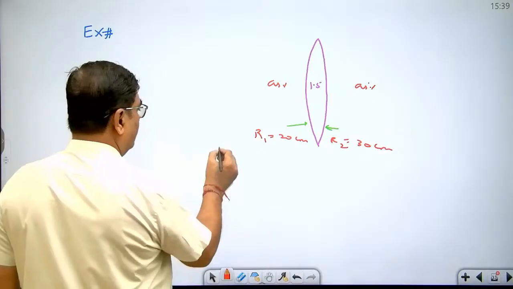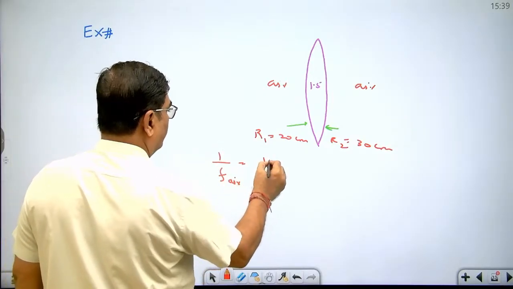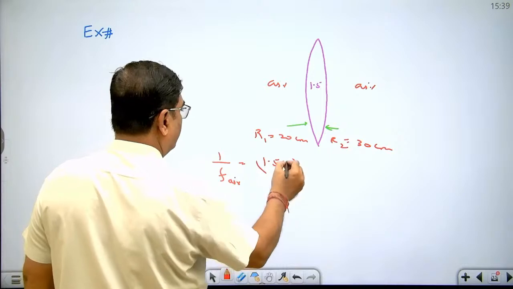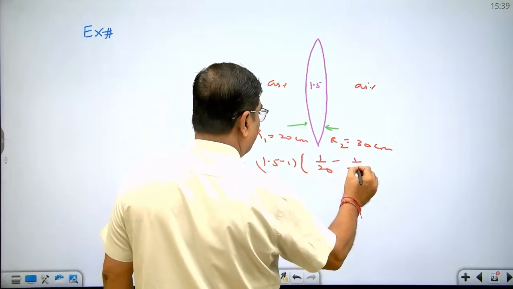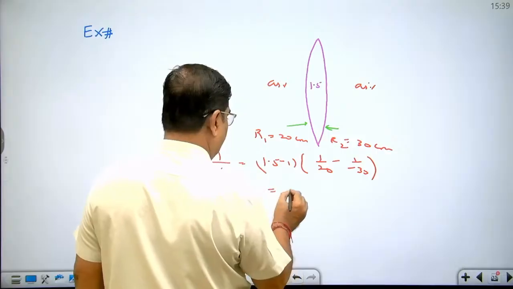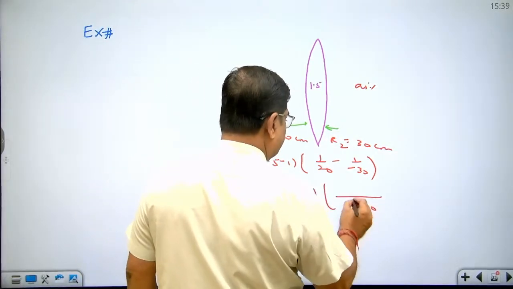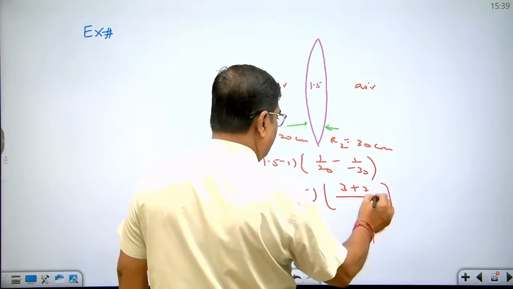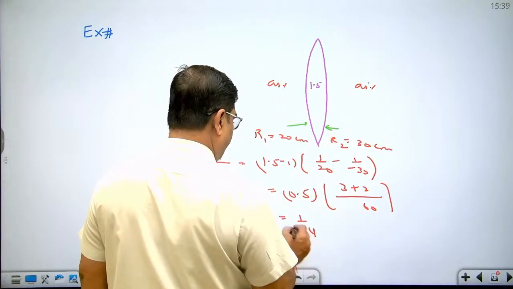Let's start. 1 upon F, focal length in air, equal to mu minus 1, into 1 upon R1 minus 1 upon R2. R1 is positive and R2 is negative here in this case. So after solving this, we will get 0.5. Take 60 as LCM, this is 3 plus 2. So this is 5 upon 60, means 1 upon 12, means 1 upon 24.